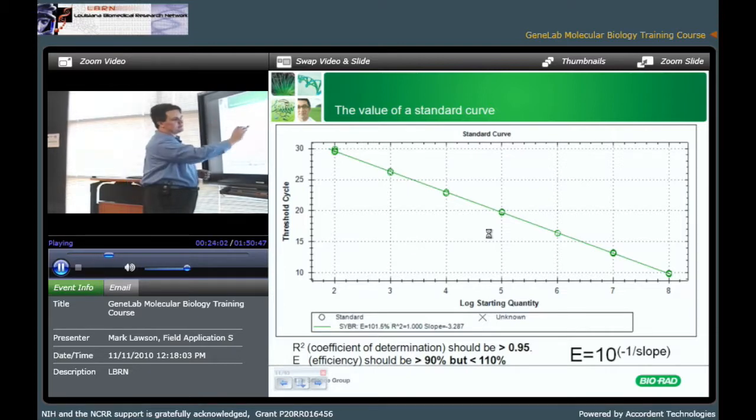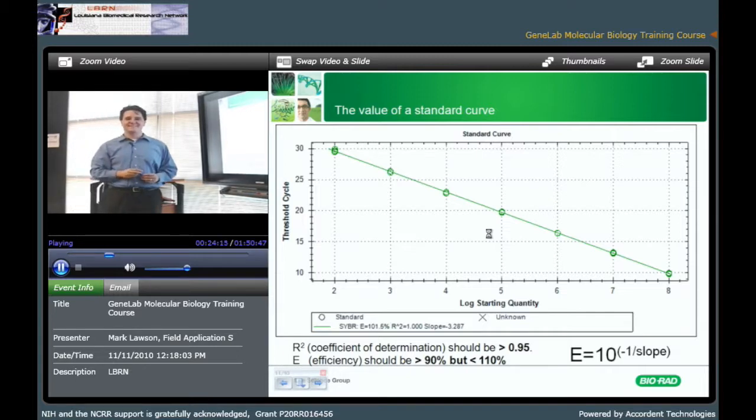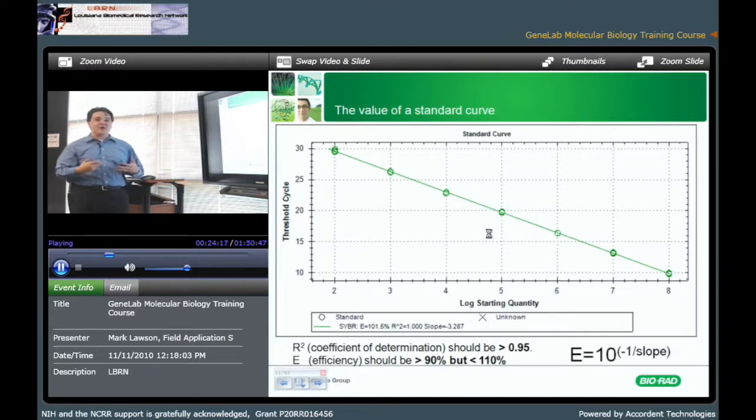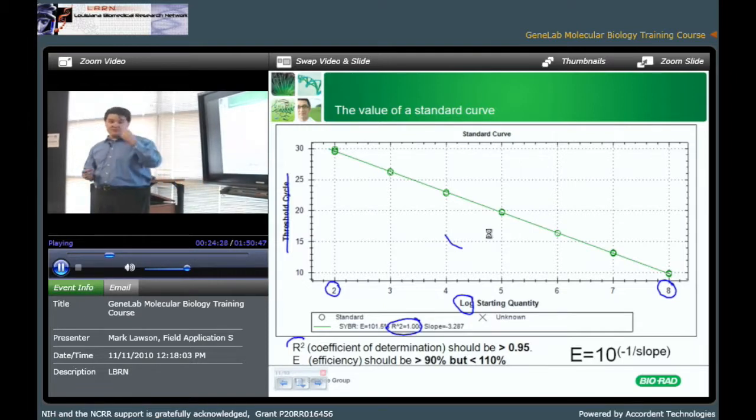What shape is the relationship between CT value and the log of starting quantity? A sun, a moon, a clover, a heart? It's a straight line. And in fact, we can measure how good a fit the data is for this straight line. We do that with the R-squared value, which is given here in the graph as the coefficient of determination. We need an R-squared of greater than 0.95 for this data to be usable.